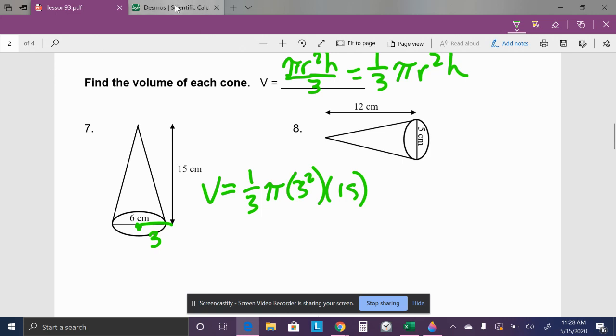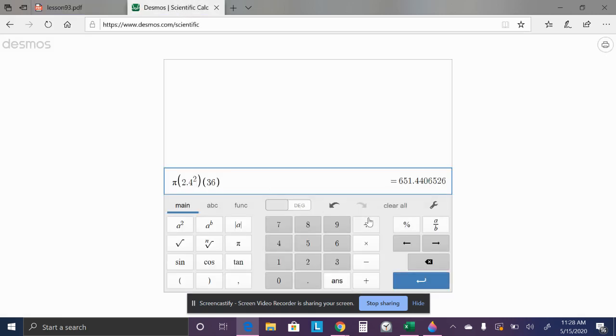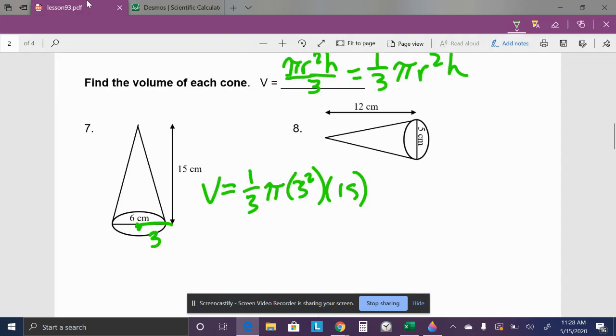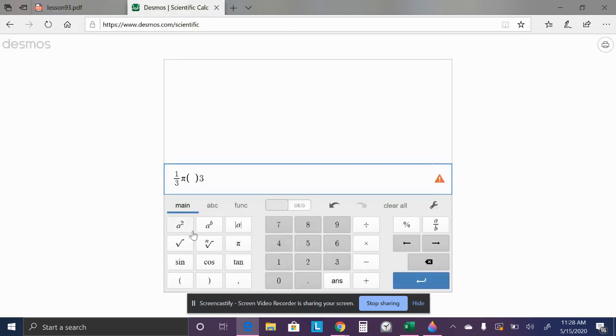Back to my scientific calculator. 1/3. Make sure you go over pi, parentheses. What was it? 3. Yep, 3. 3 and 15. So 3 squared. Oops, it was not inside the parentheses. 3 squared, and then outside the parentheses, another one, 15. And you get 141.4.